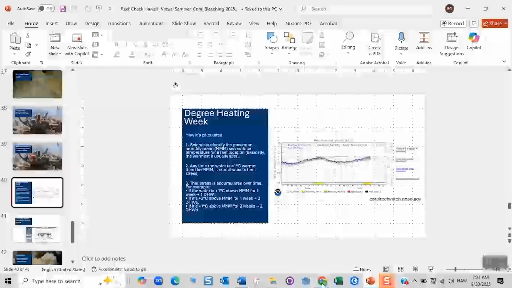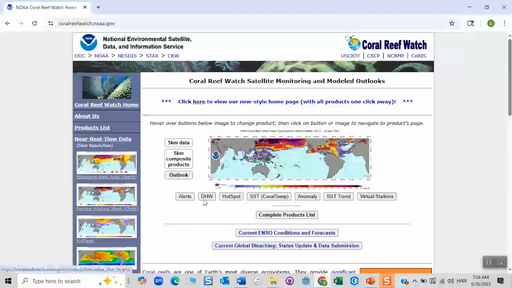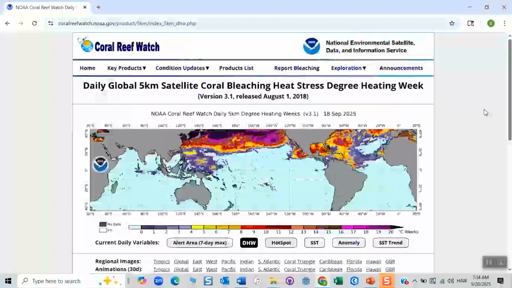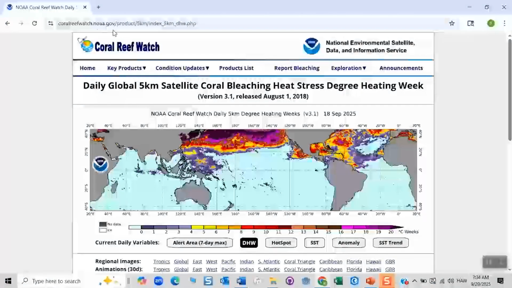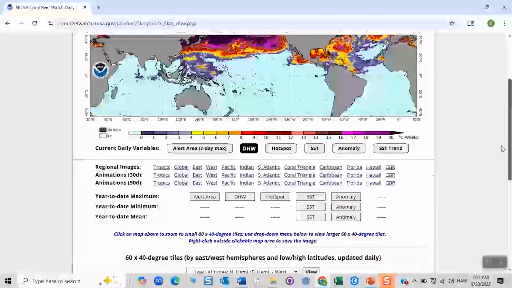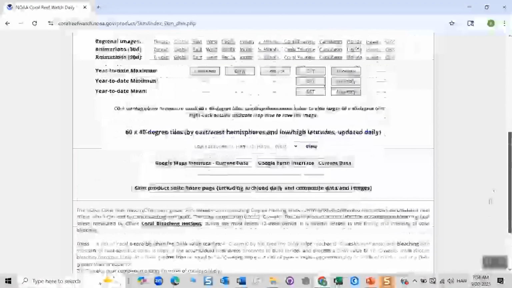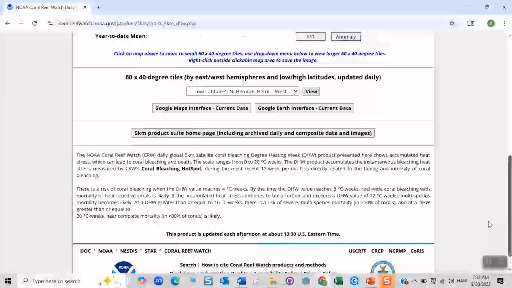So we're going to pivot over to the tool itself here, and we're going to start by getting into the severity of degree heating weeks. This is just coralreefwatch.noaa.gov, a tremendous tool, and we'll walk through a couple parts of it. I'm going to read you what this is and define a degree heating week a little bit better for us, and the severity of it.